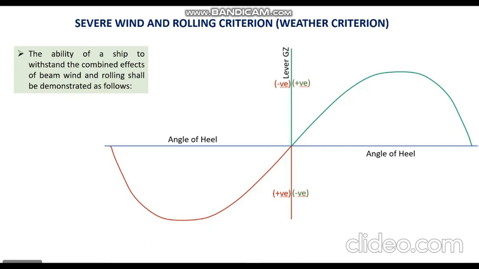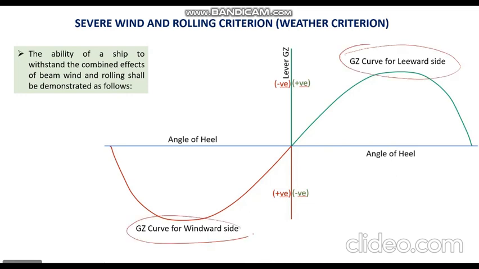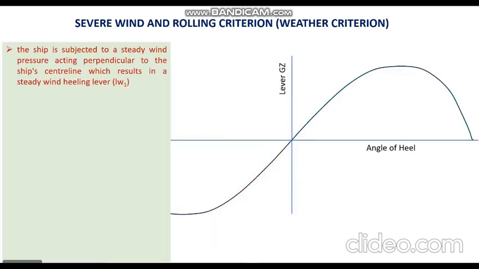Now we shall assume that this GZ curve is for the leeward side and this GZ curve is for the windward side. It's not written on the diagram, so in the next sheet, I'll remove all that. It's only for explanation. So one side is for the leeward, the other side is for the windward. Now, the ship is subjected to a steady wind pressure acting perpendicular to the ship's center line, which results in a steady wind heeling lever LW1.